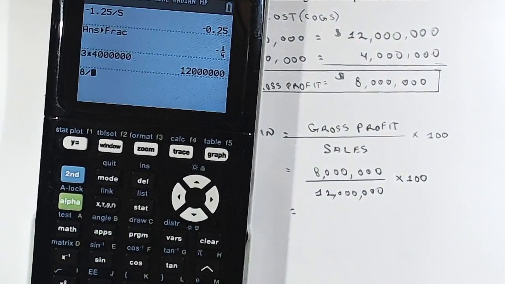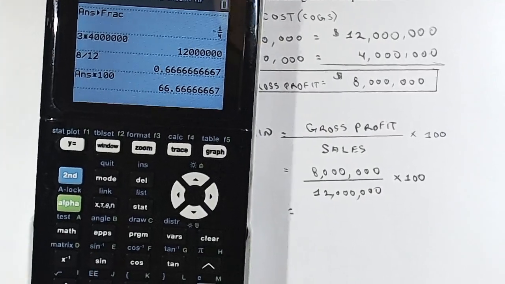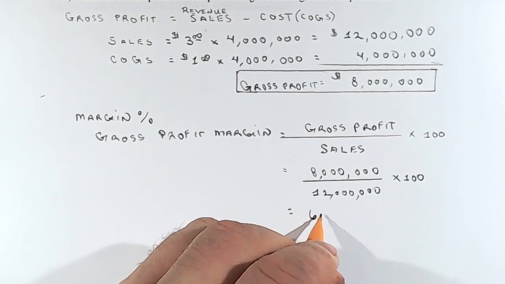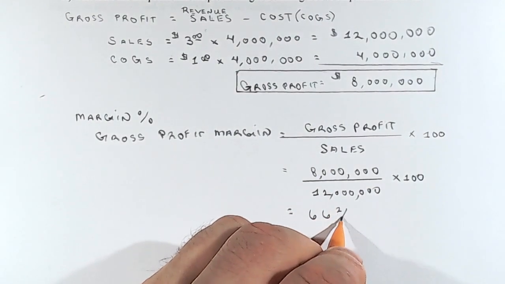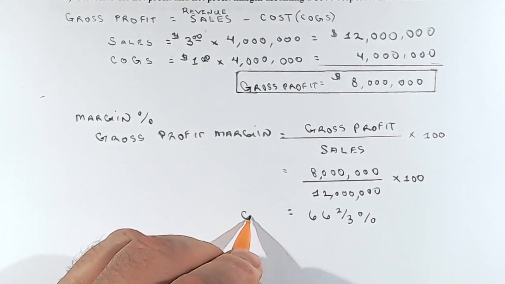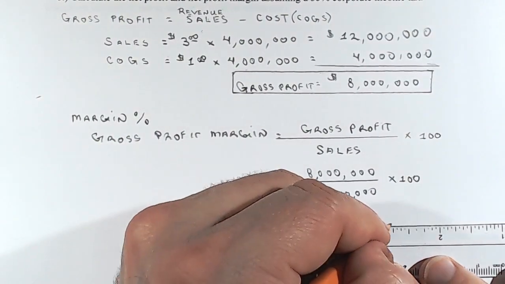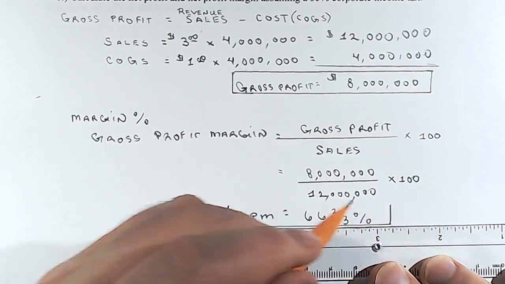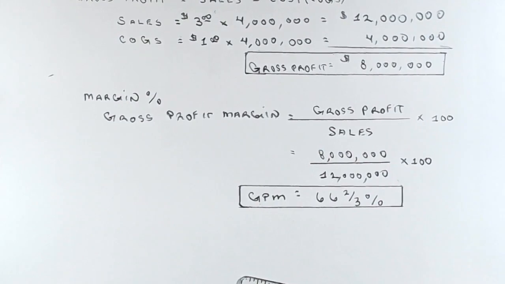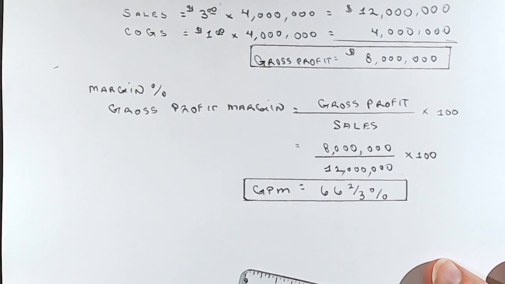We can just drop all the zeros and do 8 divided by 12 times 100 equals 66.66666. 66.6 repeating is 66 and 2/3%. That's gross profit margin, which we can call GPM. So now we computed the gross profit margin. What that means is, on every dollar of sales, the company gets to keep 66 2/3 cents. That's before taxes, okay?